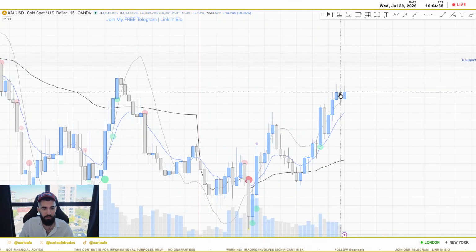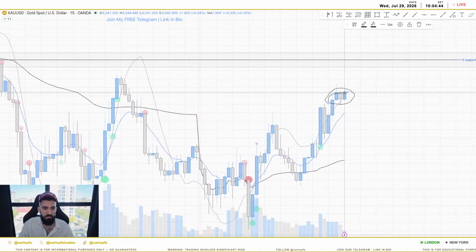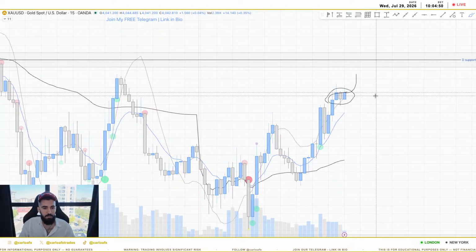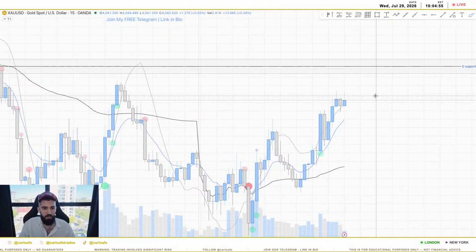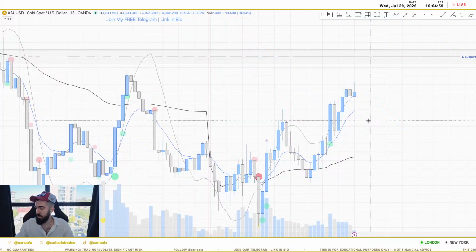Usually this kind of formation right here is a beautiful buy entry, because it's an impulsive move going up, but going up and knowing that we have this resistance that close, price can reject from that position right there. There's no need to force anything.